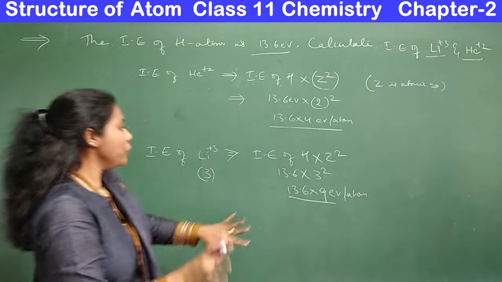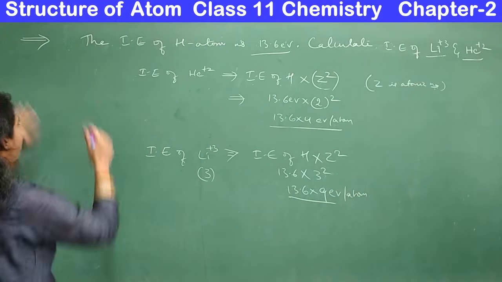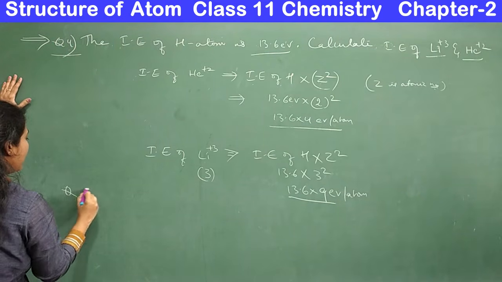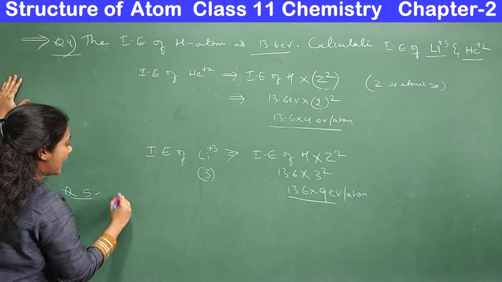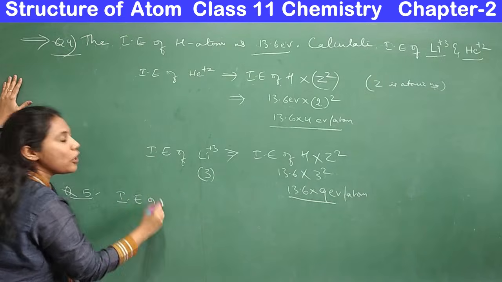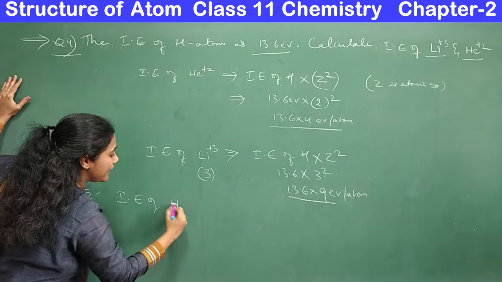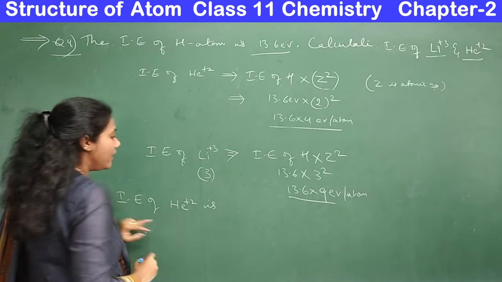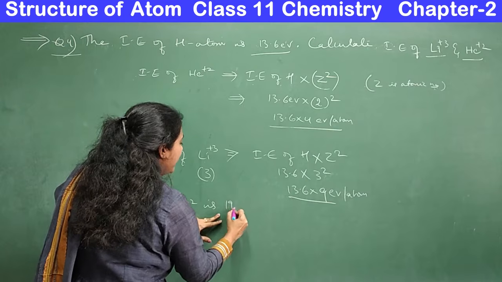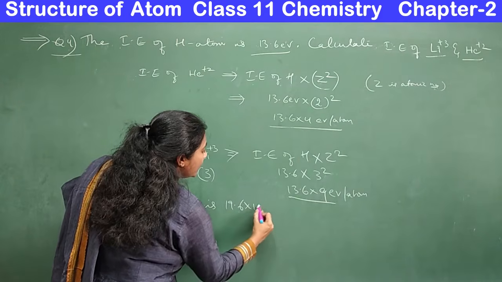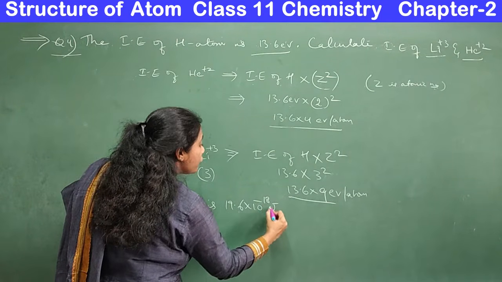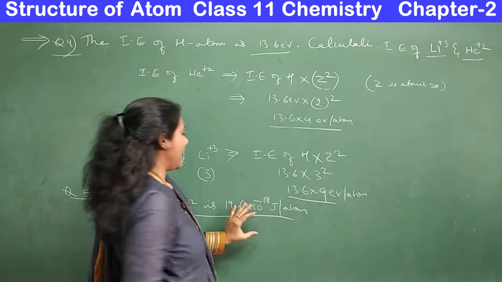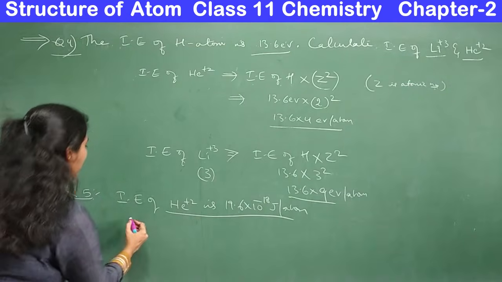Okay, one more question similar to this. So this is question number 4 we discussed. Now question number 5: the ionization energy of He+ is, let it be, 19.56 into 10 power minus 18 joule per atom. So He+'s ionization energy is this much.